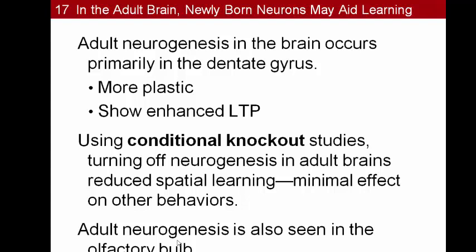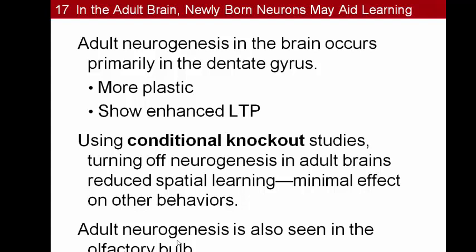So these new neurons that are coming up in the area of the hippocampus are more plastic, which means they're more influenced by the environment than neurons that were there before, and show enhanced long-term potentiation, which might mean that these neurons that are coming up later in life are serving the purpose of helping you continue to learn new things. That would make sense.